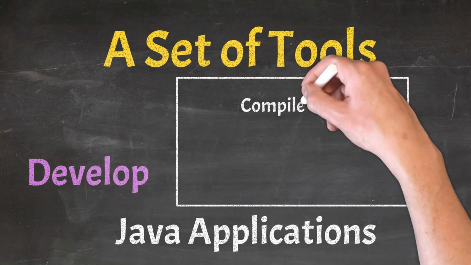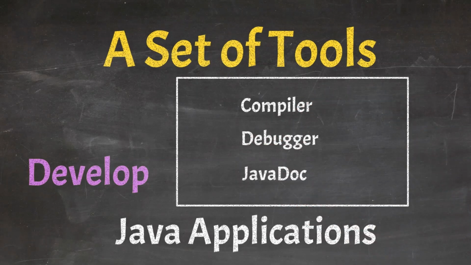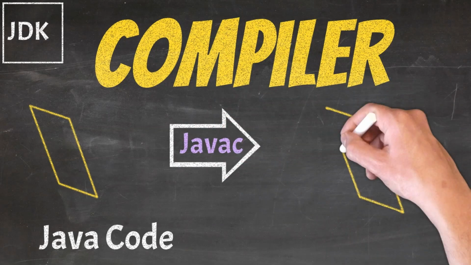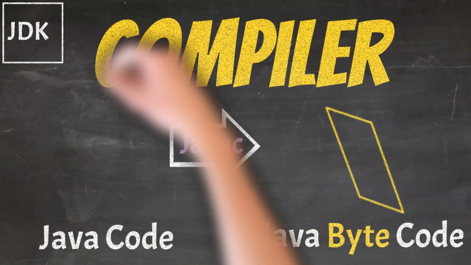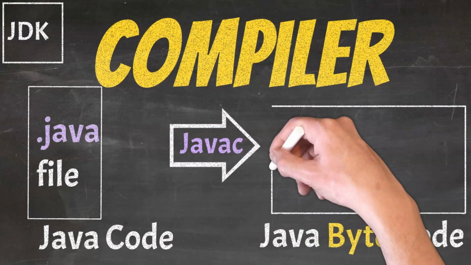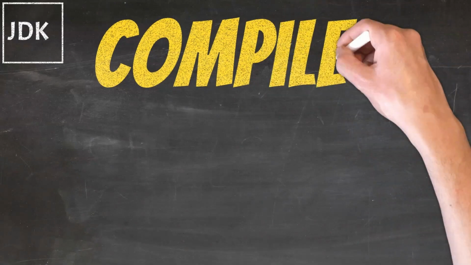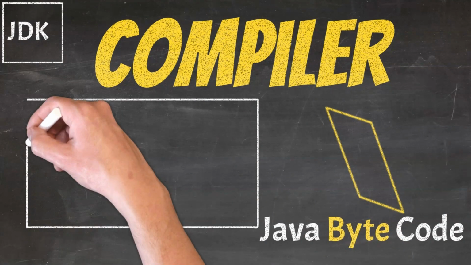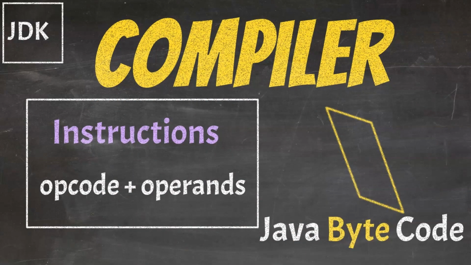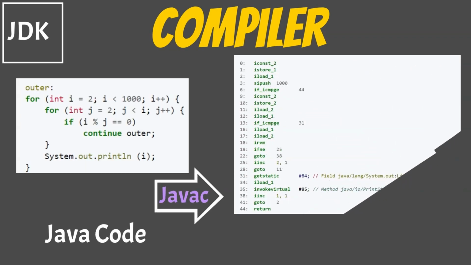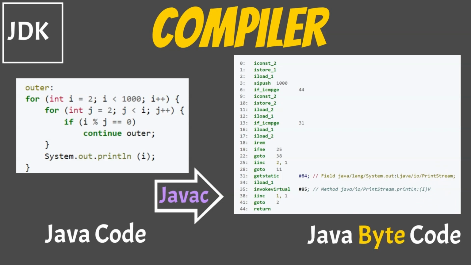Development tools are the compiler, the debugger, or the Javadoc. The compiler takes the Java source code, then generates the corresponding Java bytecode. So the source code is in the Java file, and the Java bytecode is in the .class file. The Java bytecode simply consists of a set of instructions constructed by operation code and operand. So when you run the javac command, you transform the code written in Java to a new intermediary language defined by operation codes and operand types.